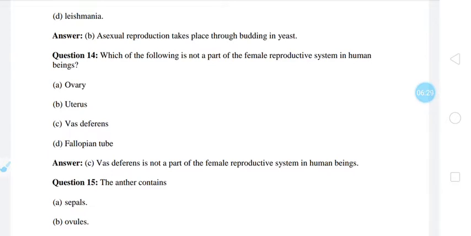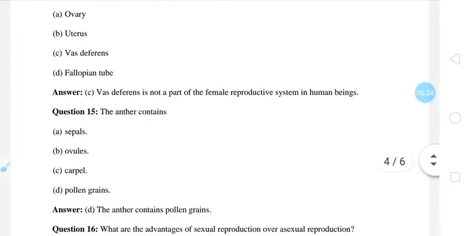Which is not present in the female reproductive system. Fallopian tube is present in the female reproductive system. So vas deferens is not part of the female reproductive system in human beings.